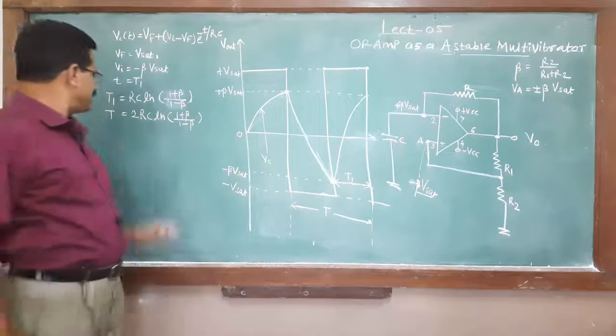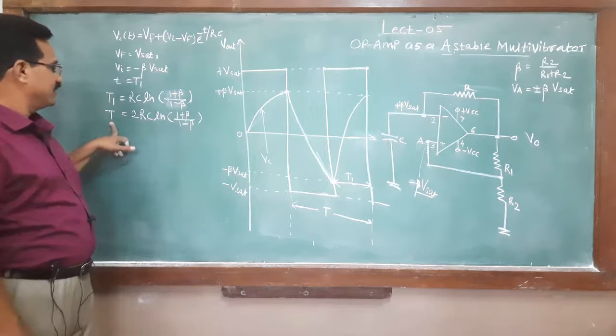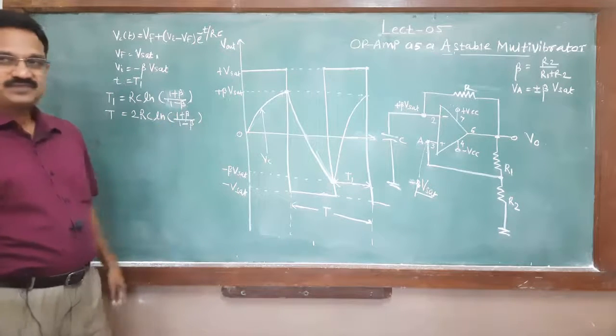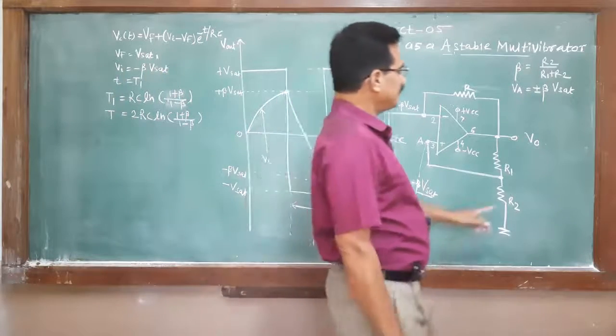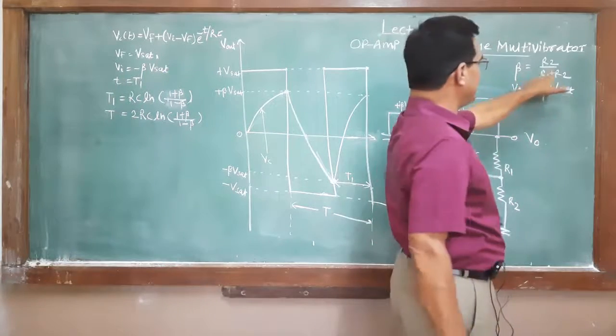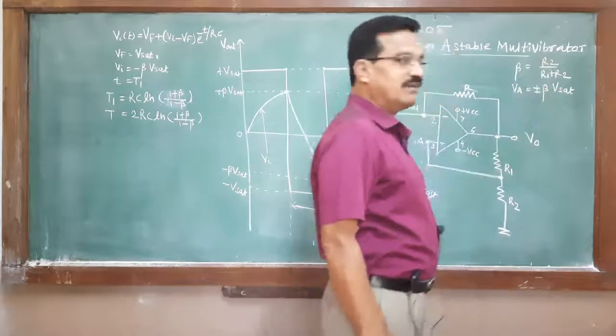Again, you remember that in this equation, suppose R1 is equal to R2, means beta is equal to this. What is the value of this?